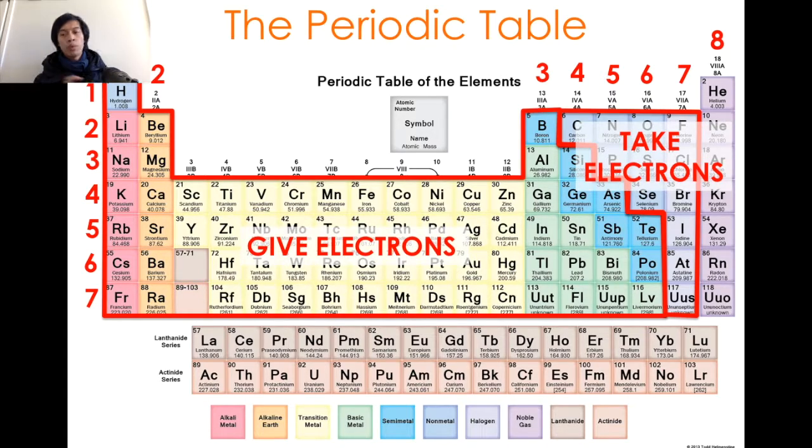Whereas the definition of a non-metal is any element that is willing to take electrons. Okay, it will take electrons from other atoms rather than give. So your metals will give electrons, and your non-metals will take electrons.